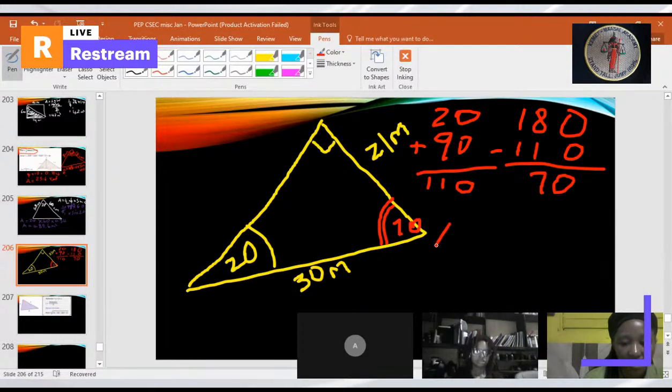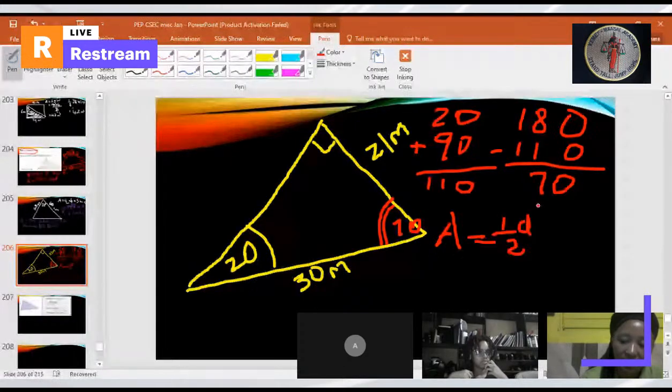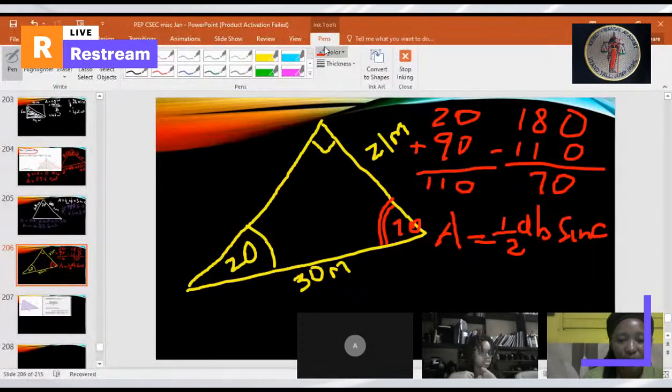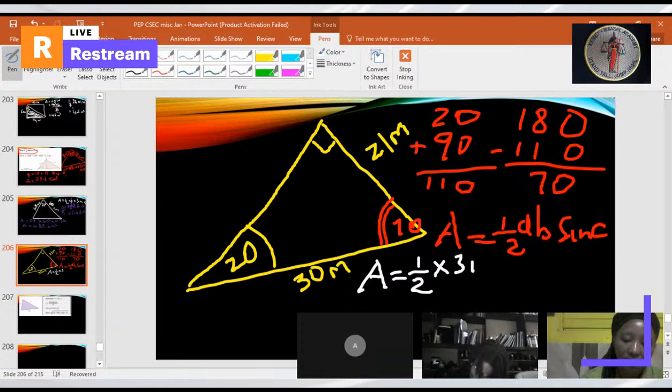all right, so the area would be half AB sine C. So, Miss, it would be half times 30 times 21 times sine 70. So the sine of 70 is 0.93.